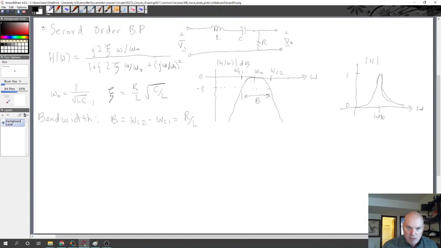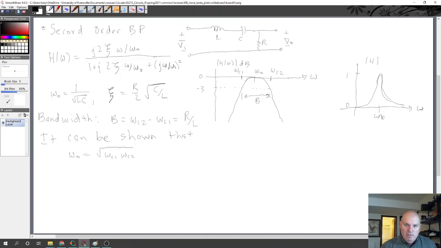Another thing that can be shown is that omega 0 is related to the cutoff frequencies. It's actually the geometric mean between the two. And for certain circuits, omega 0 turns out to be pretty close to halfway between omega C1 and omega C2.